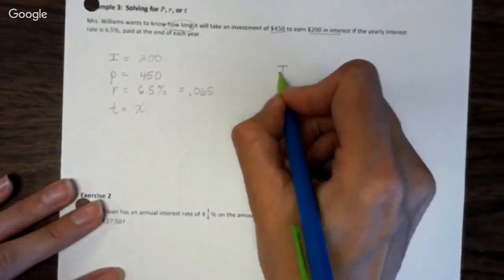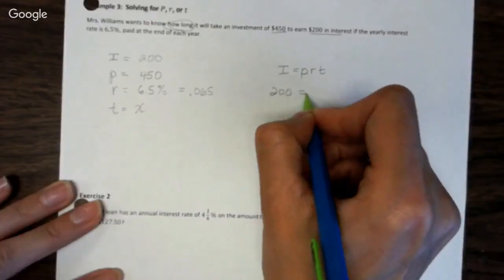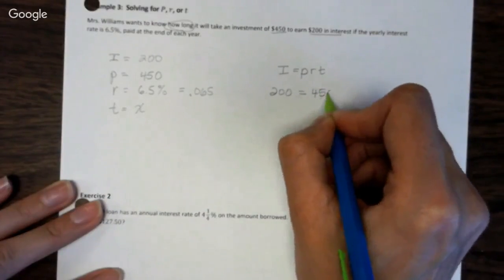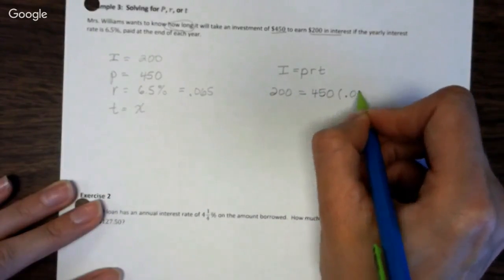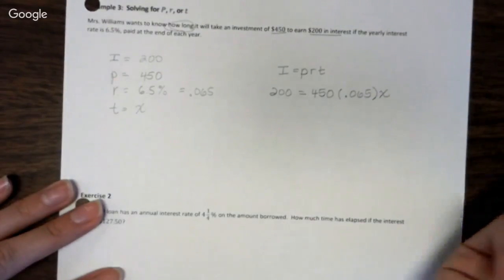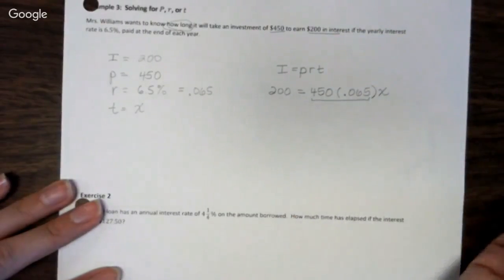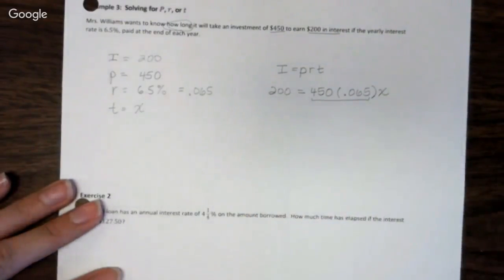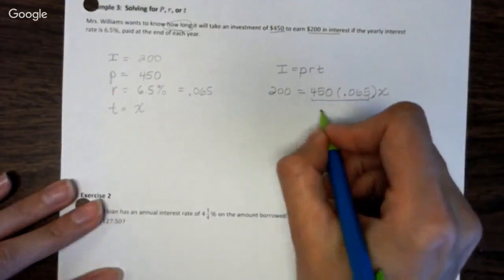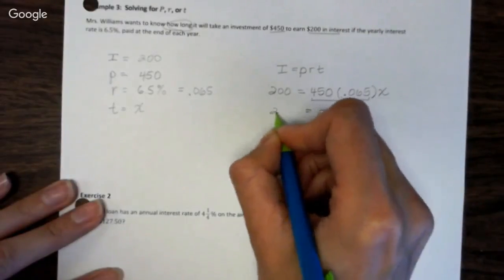All right, so let's do I equals PRT. Interest is 200. Principal is 450. Rate is 0.065, and T is our X. Now, before we start solving this, we can actually simplify because we know this means multiplication. So let's take our calculator and multiply those two numbers together. When I do that, I get 29.25. Everything else can just stay the same.